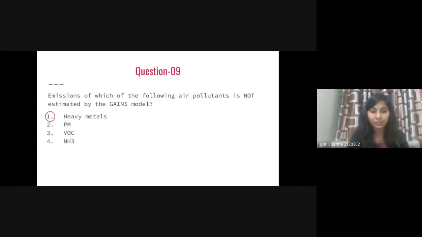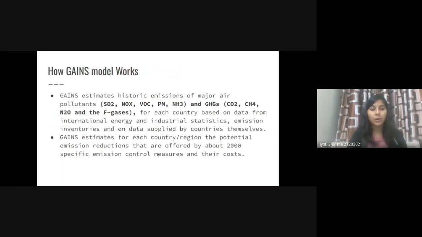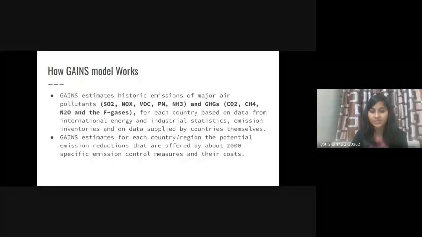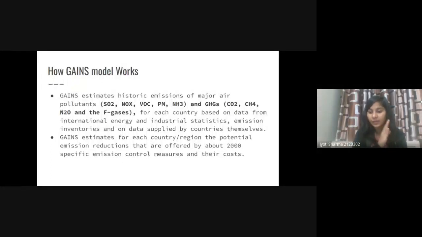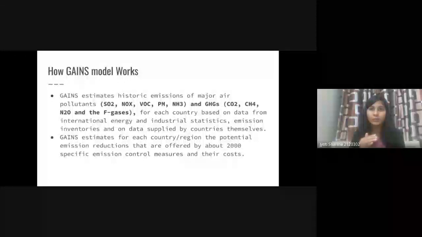I have one or two slides for this GAINS model. So how does the GAINS model work? GAINS estimates historic emissions of major air pollutants: sulfur dioxide, NOx, VOC, particulate matter, ammonia, and it also estimates greenhouse gases, for example carbon dioxide, methane, nitrous oxide, and the fluorinated gases, for each country based on data from international energy and industrial statistics. This historical period is mainly from 1980 to 2005.